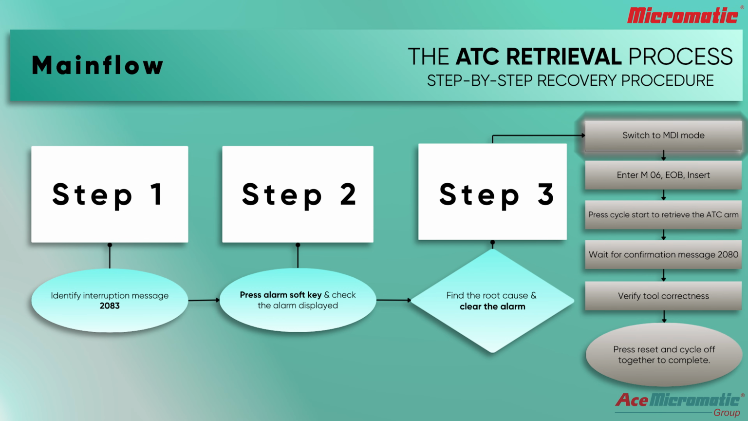Switch to MDI mode, enter M06, EOB and then insert. Press cycle start to retrieve the ATC arm. Wait for confirmation message 2080. Verify tool correctness and press reset and cycle off together to complete.